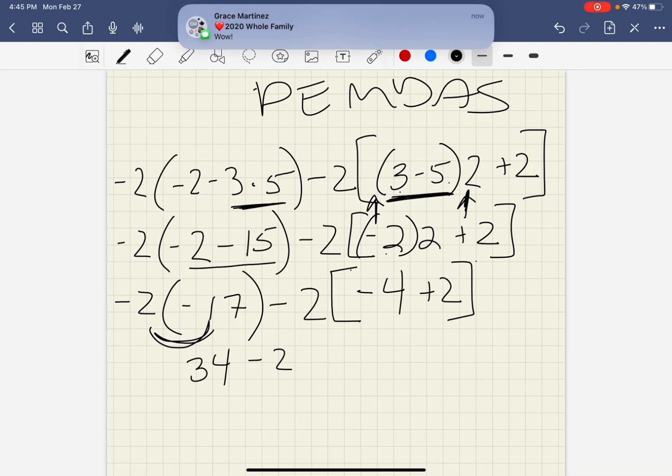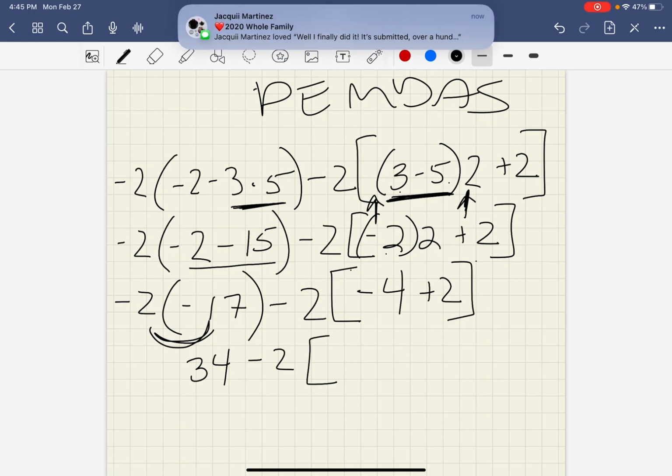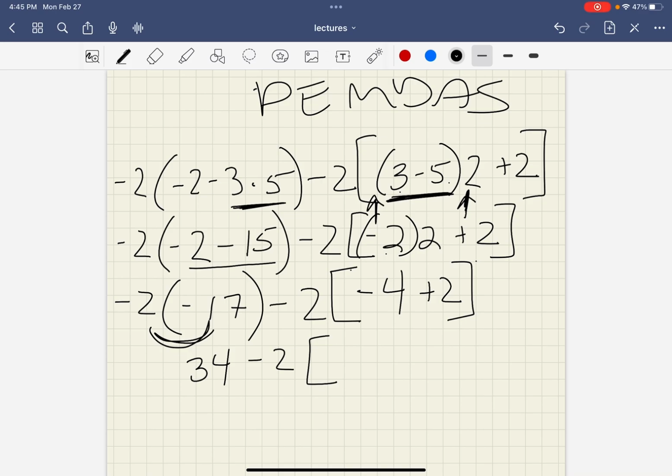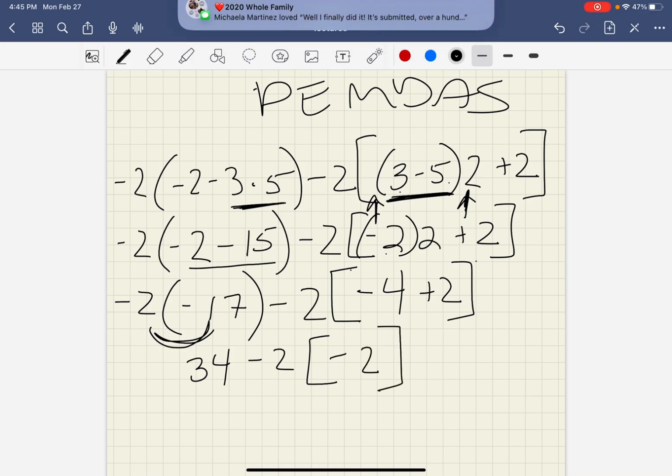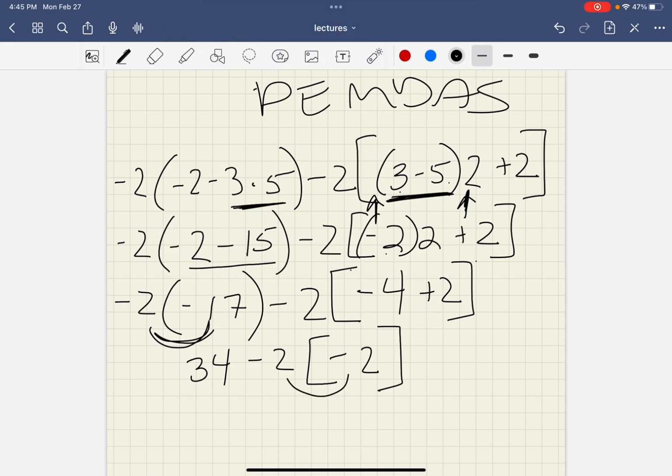Then minus 2. Inside we have minus 4 plus 2, so that's unlike signs. Subtract, keep the sign on the bigger number. So then we have, finally, we have one more multiplication, so that's 34. And negative 2 times negative 2 is positive 4. And then 34 plus 4 is 38.